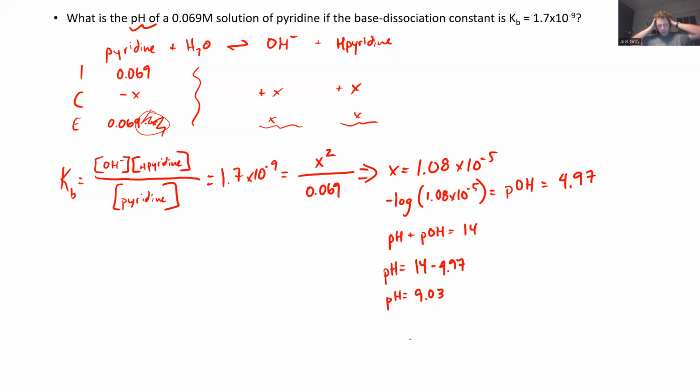Now, quick, does that make sense? From a numeric standpoint, it does. I have a solution with a weak base, and my pH is 9.03. Is that a basic pH? It is. Anything above 7 is a basic pH, anything below 7 is acidic, and anything at 7 is neutral.